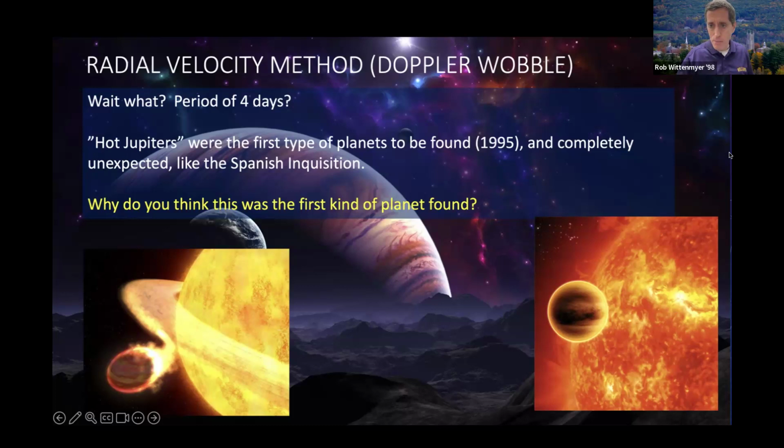I'm tempted to do some interactivity here. It's hard in this format, but yeah, exactly. I'm seeing in the chat, they're big. And so they're big. And also it's pretty easy gratification, right? If it's a 4 day orbit, you don't have to watch it for very long to finish the orbit. So they're big and they're easy to find. That's why they were the first to be found, because the signal is so large.